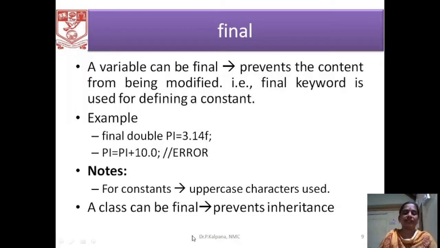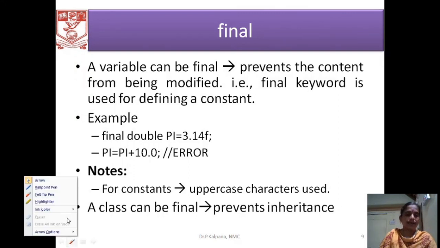To discuss the final keyword, there are two important things normally in programming languages: one is the variable and another is the constant. A variable is a name which holds a value which can be changed at any instant of time, whereas a constant is a fixed value which cannot be modified once it is defined. For defining a constant in Java, we have to use the final keyword.